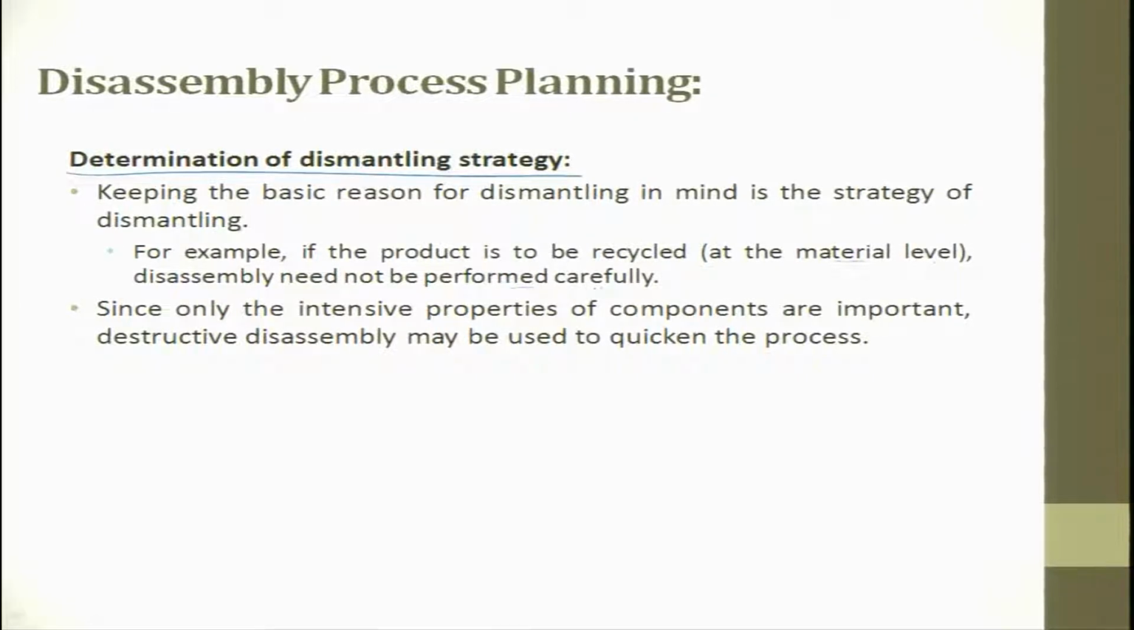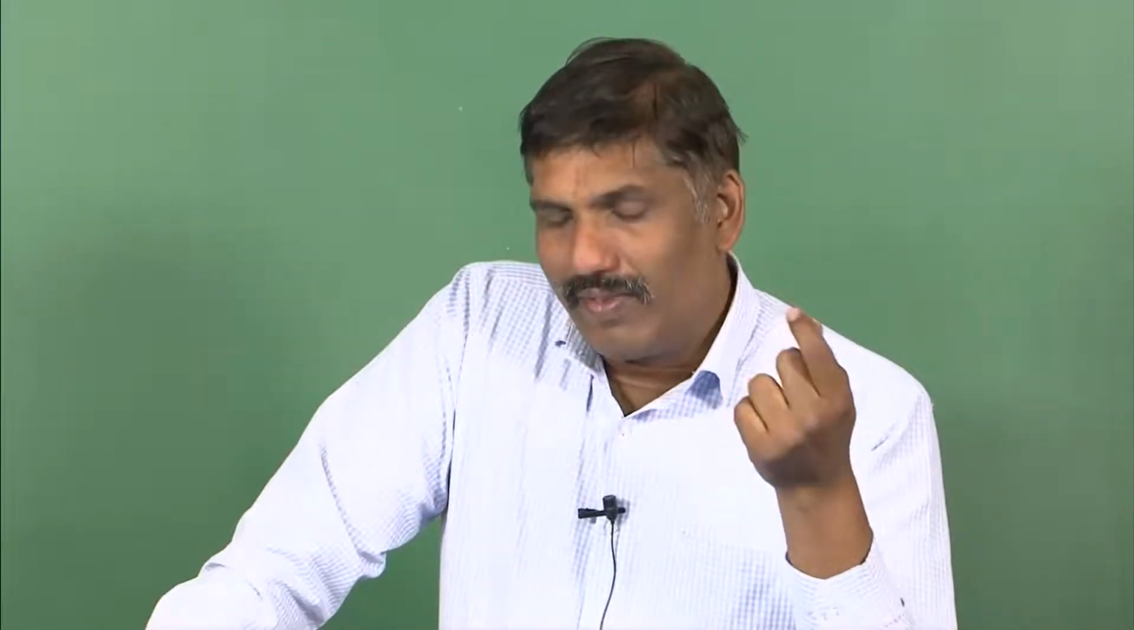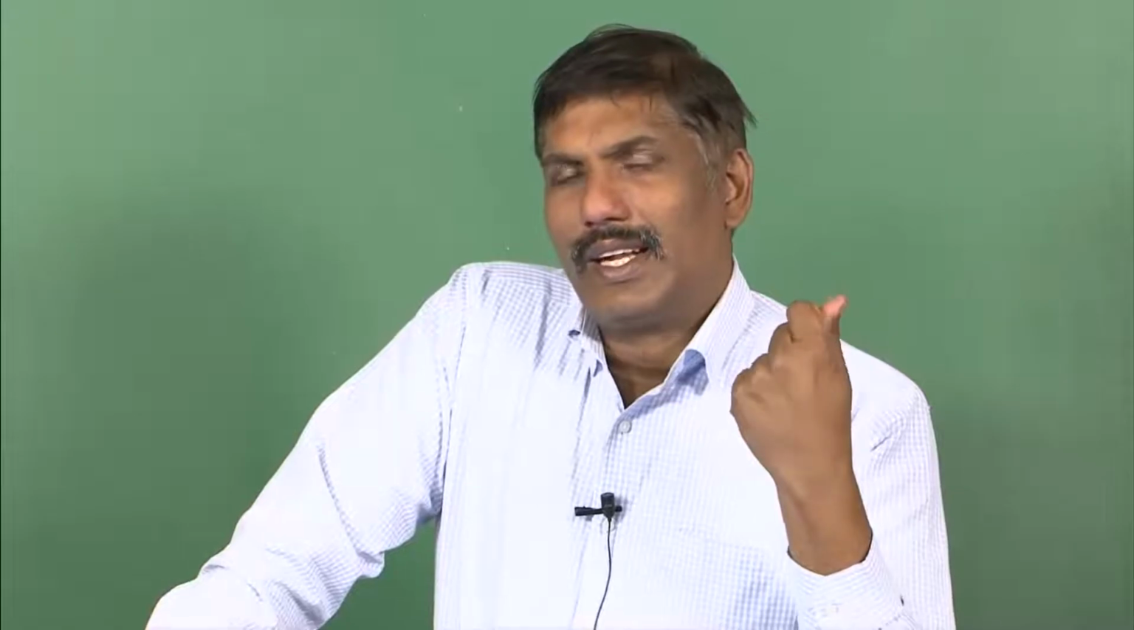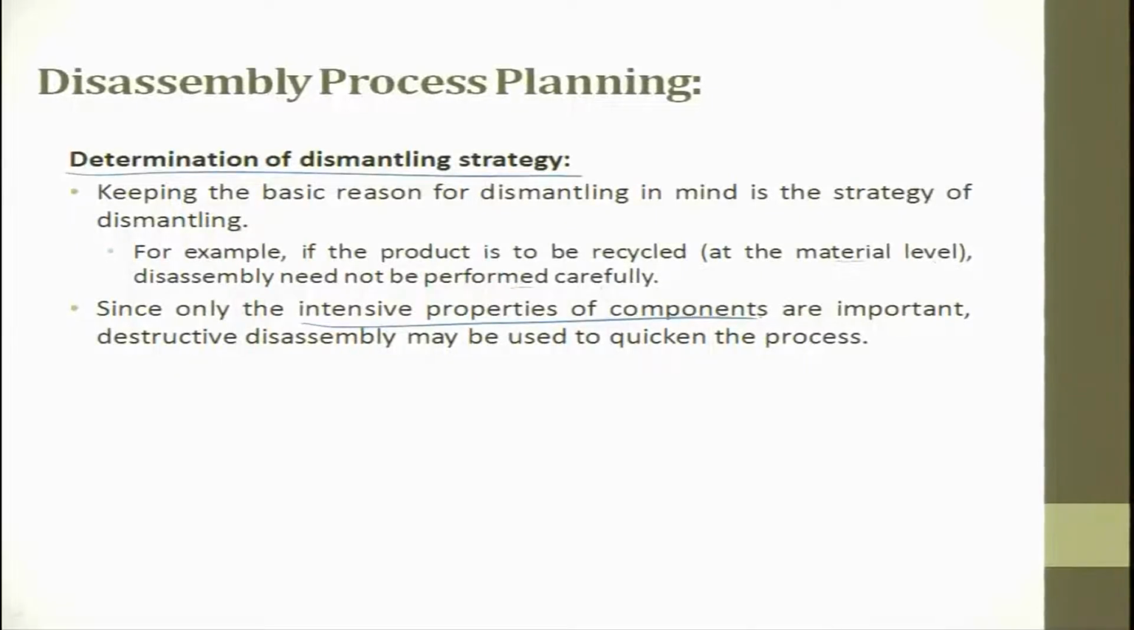For example, in developed countries, when they discard a car, they discard it in a very crude manner. Why? Because they know very clearly the entire thing is going to get melted and then remanufactured. Since only the intensive property of the material components is important, destructive disassembly can be used to quicken the process.